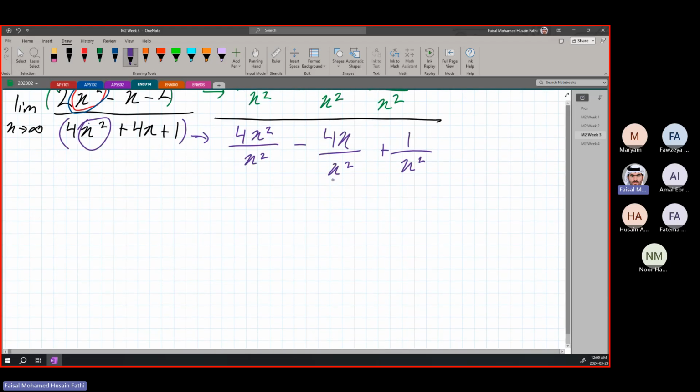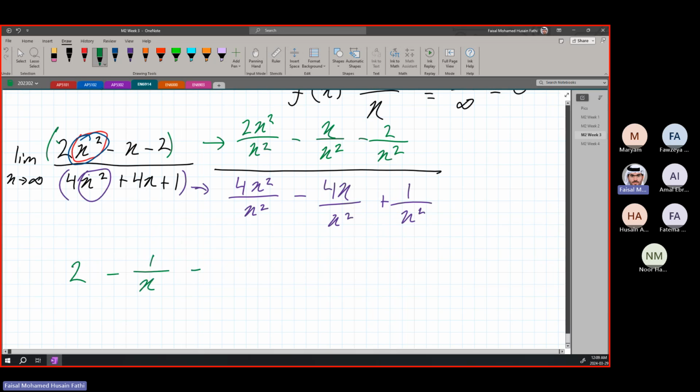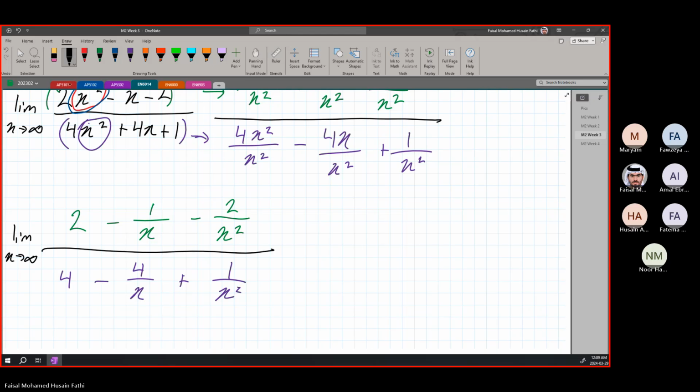If we simplify these two expressions, the green one, x squared and x squared will cancel. So it's going to be 2 minus x over x squared, which is 1 over x, minus 2 over x squared. Then all over, let's simplify the purple part. So it's 4 minus 4 over x plus 1 over x squared. This is the limit as x approaches infinity. So remember what I said: the limit as x approaches infinity, if infinity is in the denominator, we get 0.